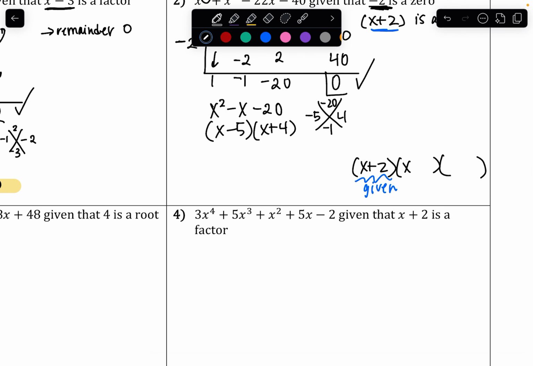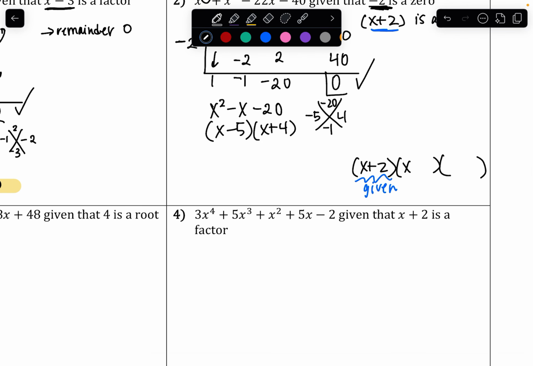Okay, this next one says 2x to the fourth minus 9x cubed minus 21x squared plus 88x plus 48. That has 5 terms. There's no way we could factor that using any of our methods. It's not a special case. So they told me 4 is a root with multiplicity 2. That means x minus 4 is a repeated factor.